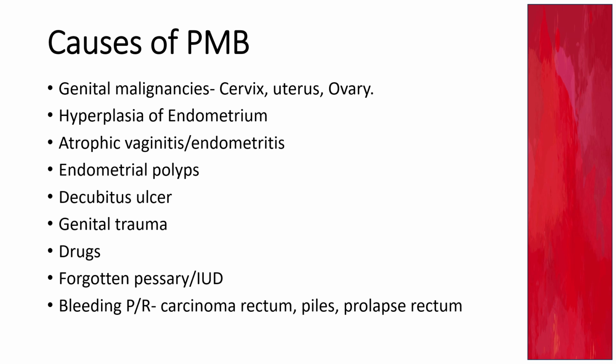Bleeding per vaginum, sometimes it will be very surprising to know that the woman may actually be having a bleeding per rectum or a bleeding from the urethra, or hematuria. In such cases, we have to exclude carcinoma of the rectum, piles, prolapse of the rectum, or, in case of hematuria, any prolapse of the urethra, any urethral polyp or urethral caruncle.